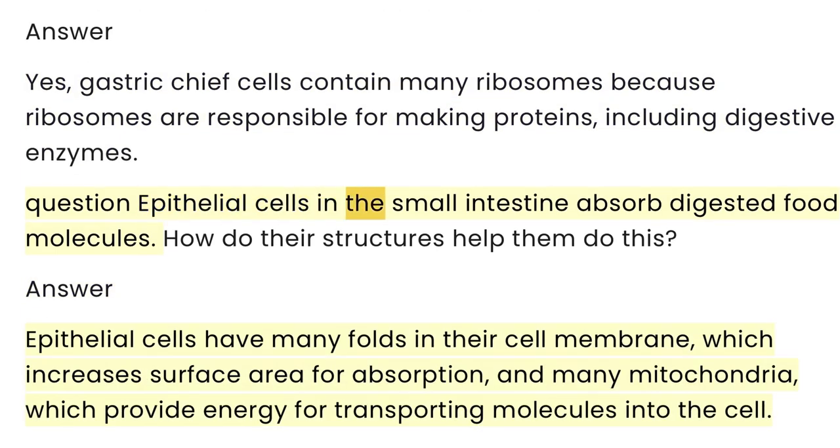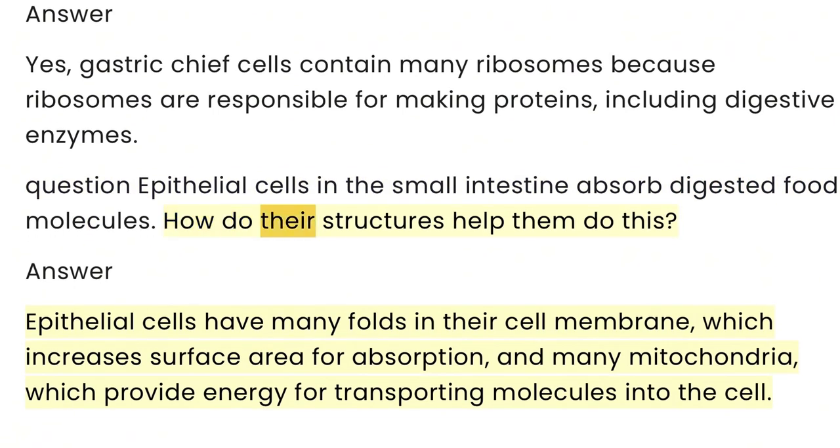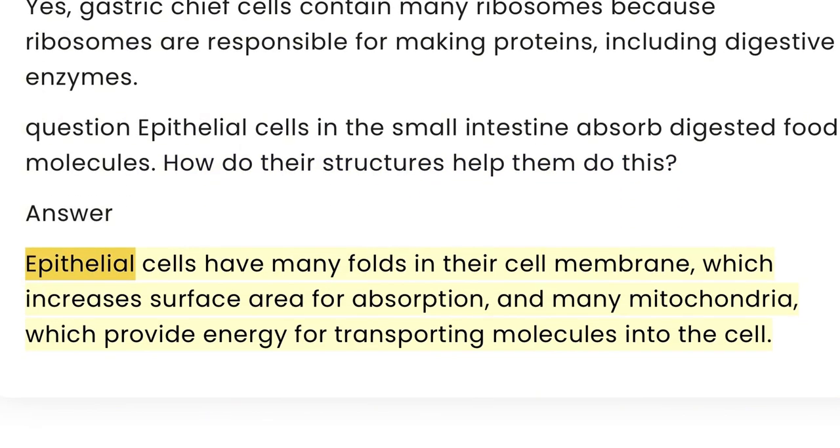Epithelial cells in the small intestine absorb digested food molecules. How do their structures help them do this? Epithelial cells have many folds in their cell membrane, which increases surface area for absorption, and many mitochondria, which provide energy for transporting molecules into the cell.